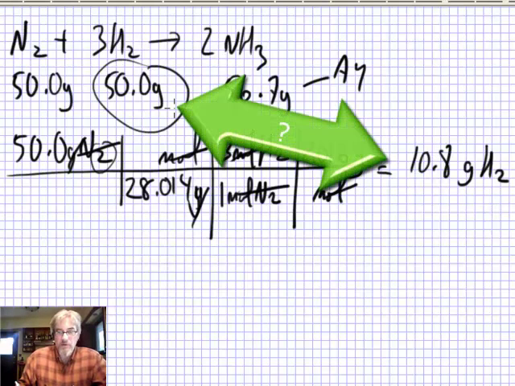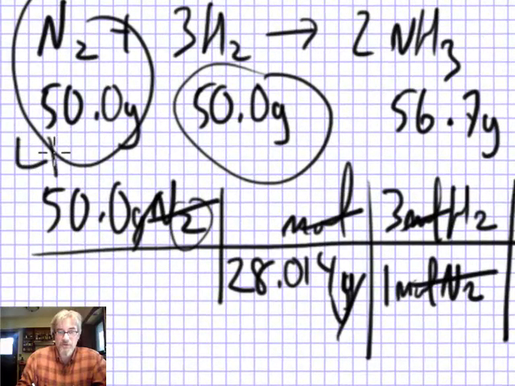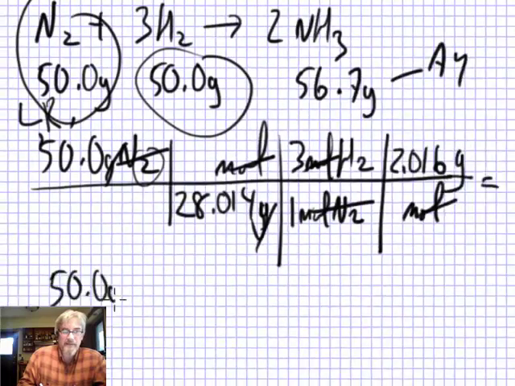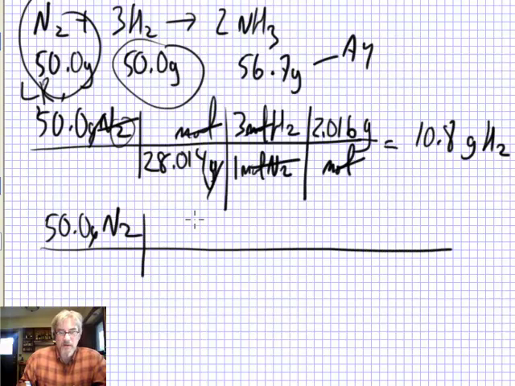If I look at what the problem tells me, I have 50 grams, so I have plenty of hydrogen. Hydrogen is not the problem here. I will run out of nitrogen first. That means nitrogen is the limiting reactant. So 50.0 grams of nitrogen being my starting point again, I now want to figure out what's my theoretical yield of ammonia. Well, 28.014 we calculated was the mass of a mole of nitrogen.